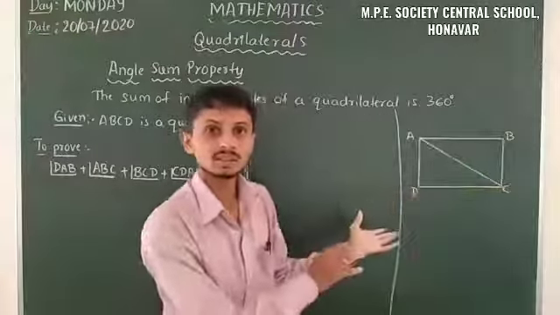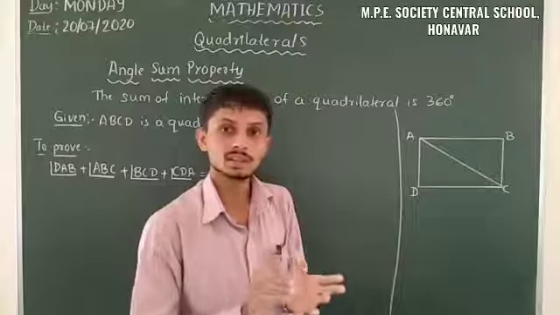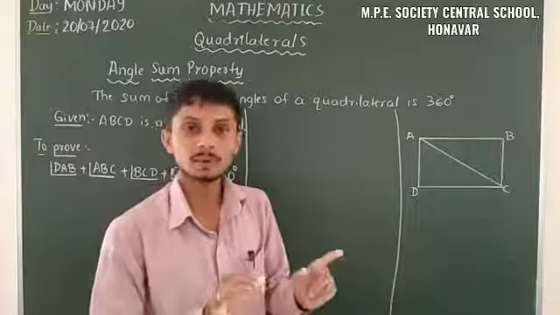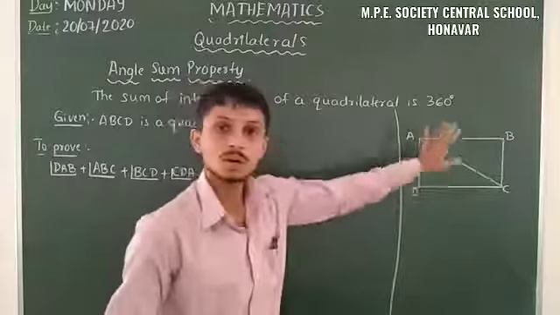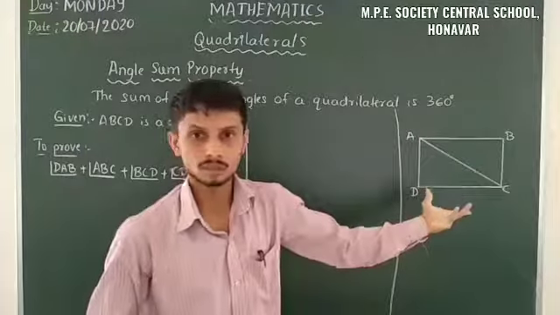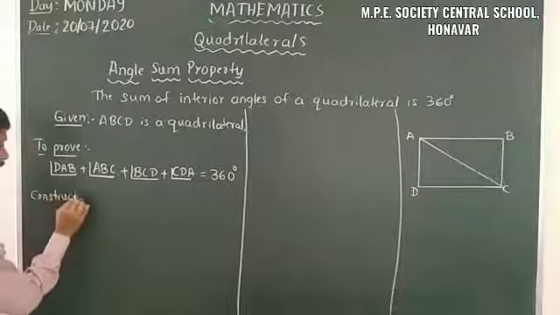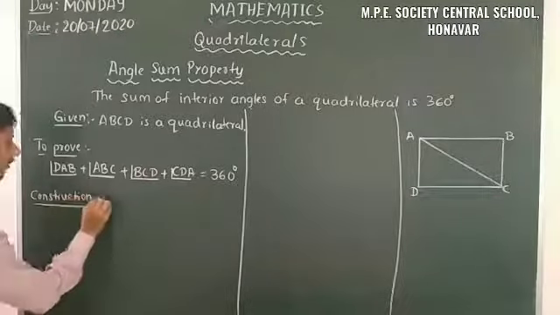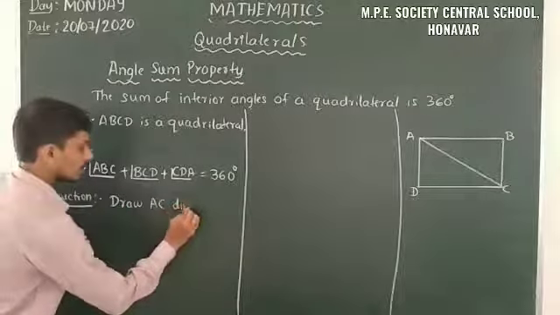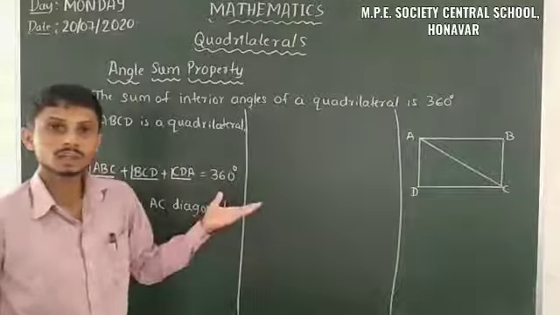That's why I construct a diagonal, because we already learned that the sum of the interior angles of a triangle is 180 degrees. With the help of that statement, we prove that the sum of the interior angles of the quadrilateral is 360 degrees. So for the construction we write: draw diagonal AC.